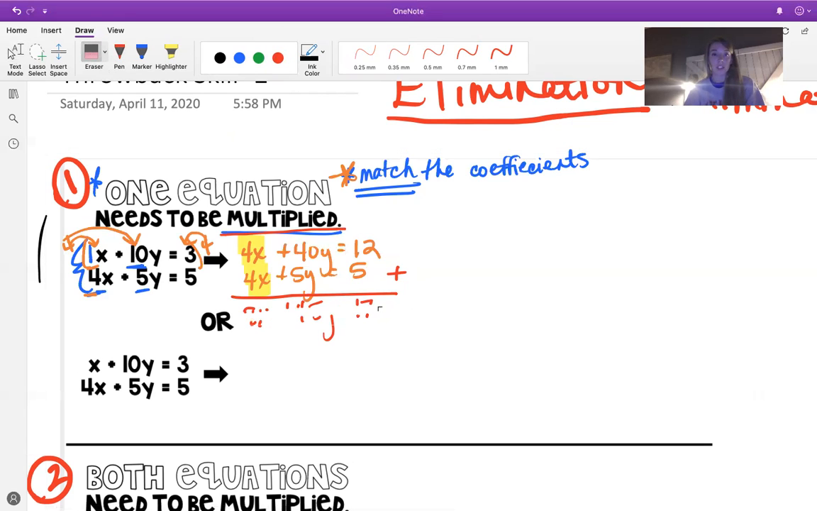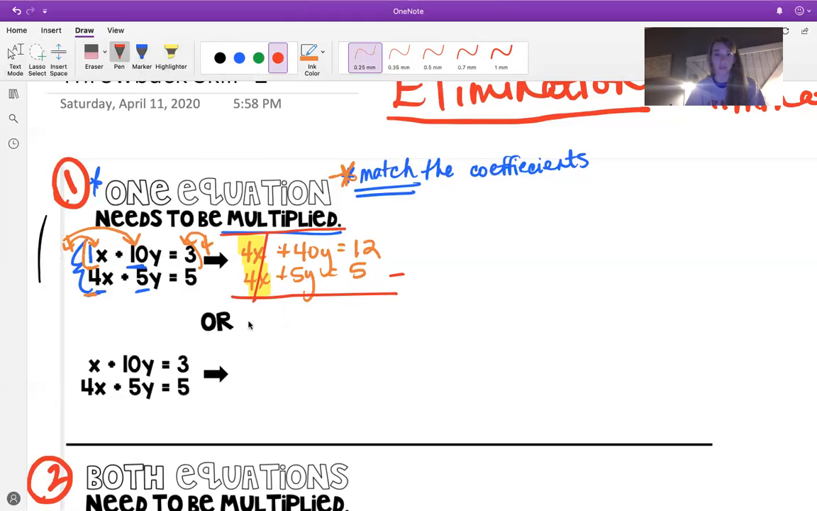Okay, so let's see what happens when we subtract them. 4x minus 4x, that is 0. 40 minus 5, okay, so a positive 40 minus a positive 5 is going to equal 35y, and then 12 minus 5 is 7, okay, and then we could continue to solve this out, but that's not what we're doing right now, okay? So that is one way that you can solve this.